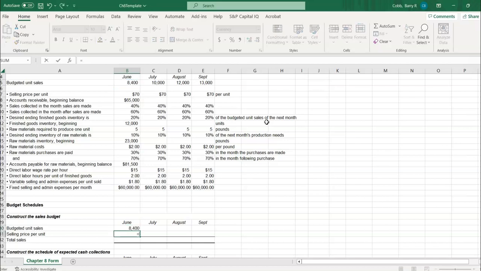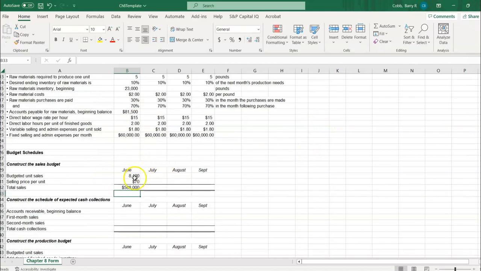So we'll enter the budgeted unit sales and enter a reference to the selling price per unit, which are already in the template. Then for each month, we would multiply the budgeted unit sales times the sales price, and we can copy those across.